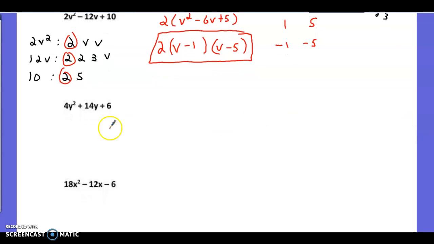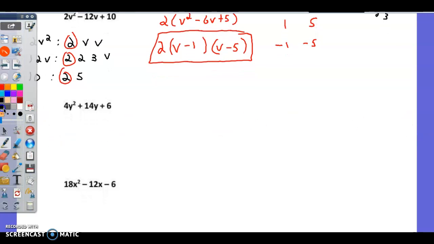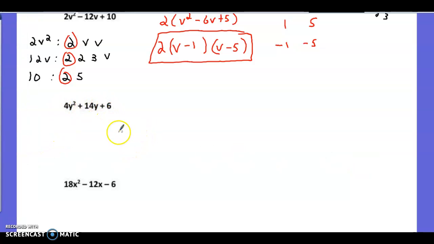Alright, let's look at the next example. We are going to write out and take out a greatest common factor. And here's a hint. If they're all even, for sure you know that there's going to be a greatest common factor because at least 2 can come out of each one. So we have 4y squared, 14y, and a 6. So this would be 2 times 2 and 2 y's.